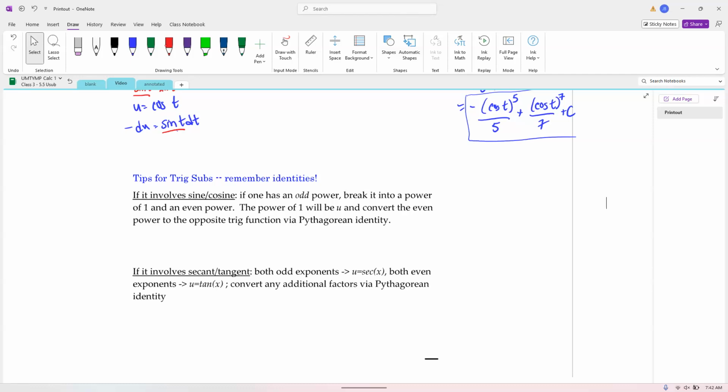Next, we need to figure out, okay, well, we've been working with indefinite integrals. How does this work for definite integrals? So we'll see that coming up.